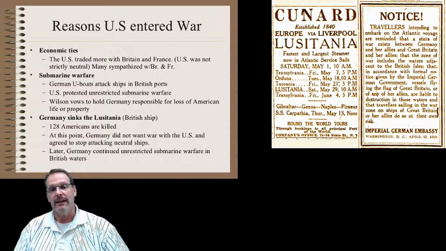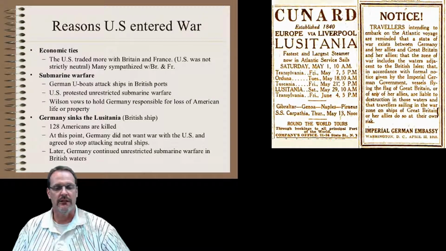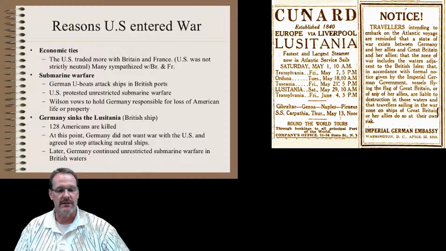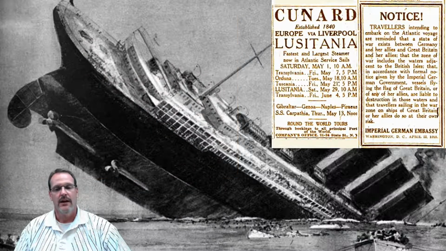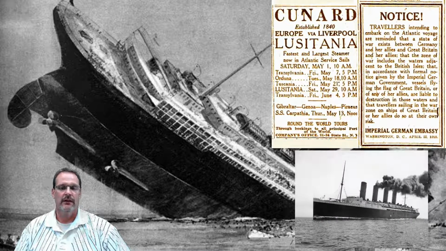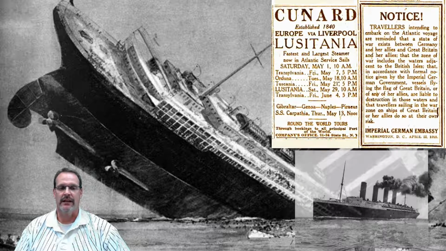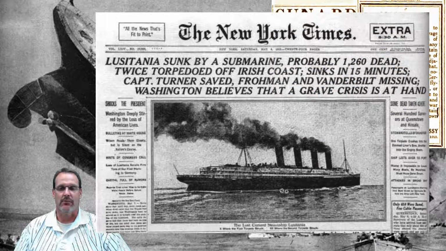There were many sinkings of Allied ships, or at least American ships, that were carrying weapons. Probably the most infamous of those sinkings was the Lusitania. I'm going to go ahead and just take this graphic down right here. There's the Lusitania in an artist drawing sinking, and you can see that it looks a lot like the British ship, the Titanic. The Lusitania was built by the same company. But this is the Lusitania sinking by a single German torpedo.